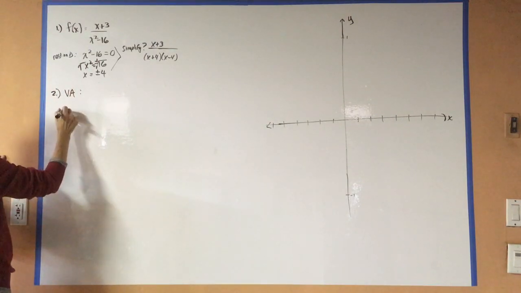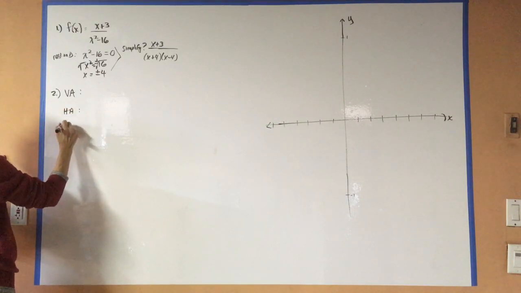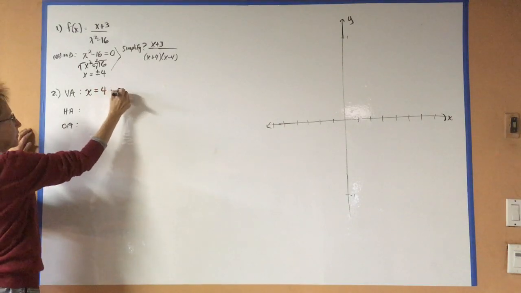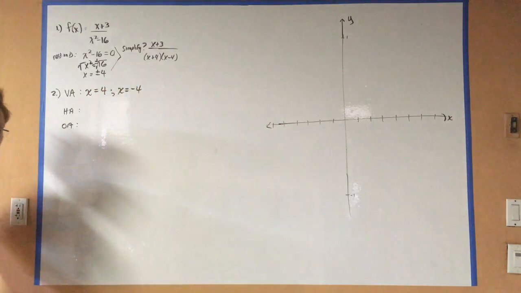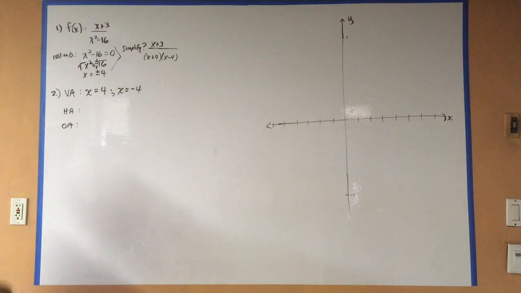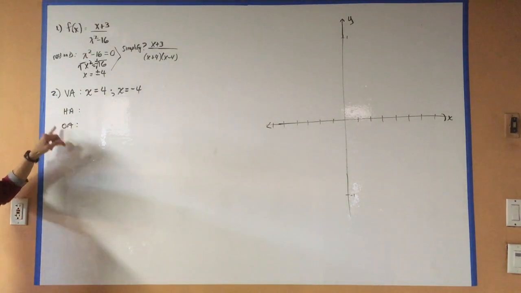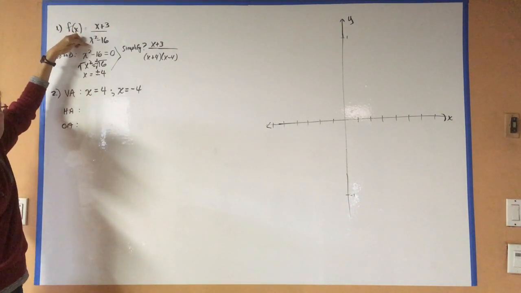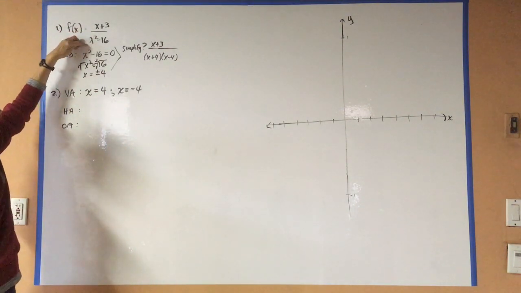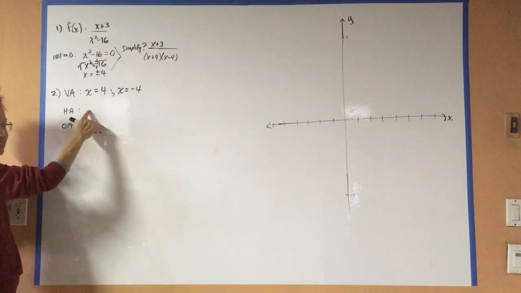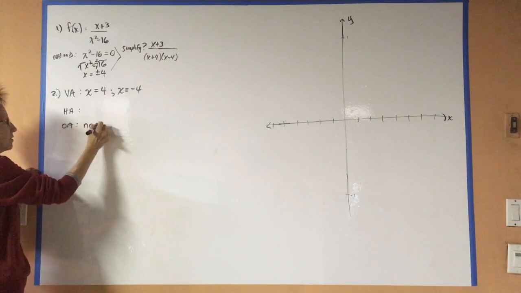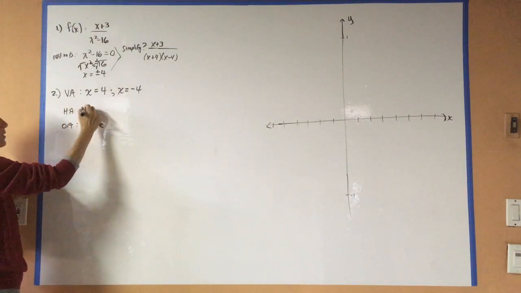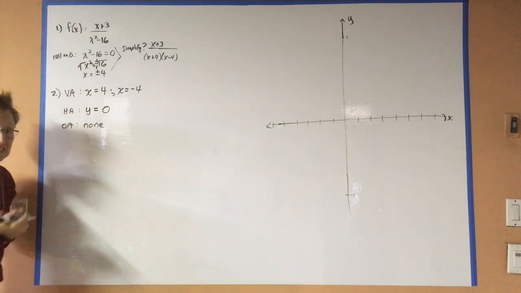So this is step 2. Figure out VA, HA, and OA. My VA, I have 2 of them. x equals 4, x equals -4. So I have 2 of those vertical asymptotes. HA or OA? Degree 1 over degree 2. So lower over higher. That means I have an HA, not an OA. So I'll write none down for it. HA, if it's lower over higher, is going to be y equals 0.